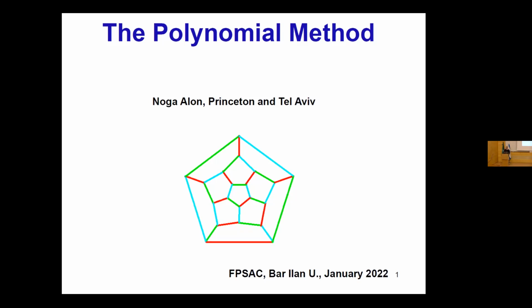So the title is The Polynomial Method. And what I mean by this is a very simple, basic result in algebraic geometry that has lots of implications in combinatorics, in graph theory, in number theory, and in geometry. And I'll try to describe some of these.